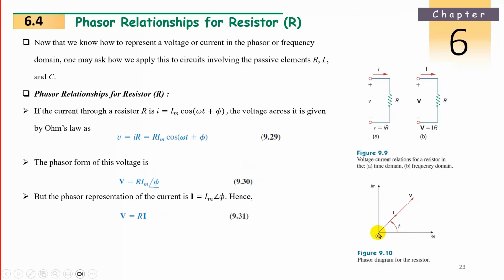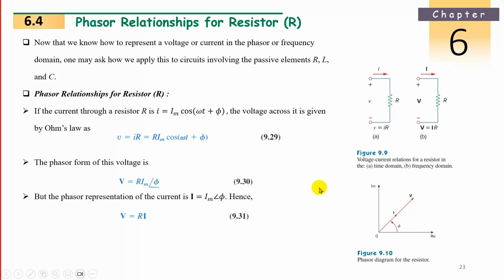Now you can see the relationship here. This is the real part, this is the imaginary part. Now we know what i is here: Im cos(omega t plus phi). What is Im? Inside this vector, Im is there. What is phi? This much phi. It is plus: plus means anticlockwise, upwards; minus means downwards. So this is plus phi, and that is I. Now what is the voltage here? It's nothing but I multiplied by R. This is also the same, at an angle phi only. It's not changing. It's not adding 90 degrees or 45 degrees. It's not adding.